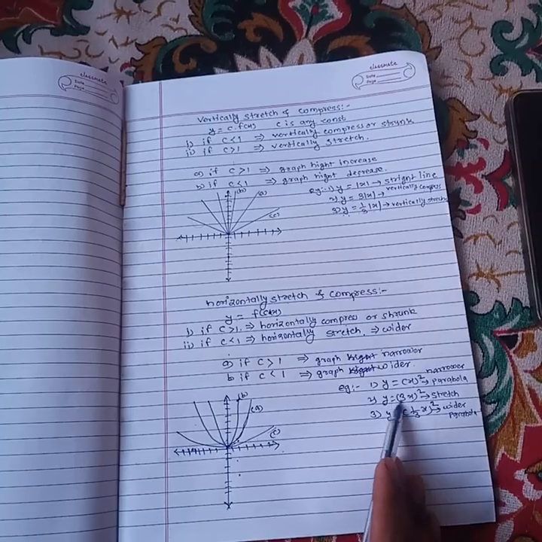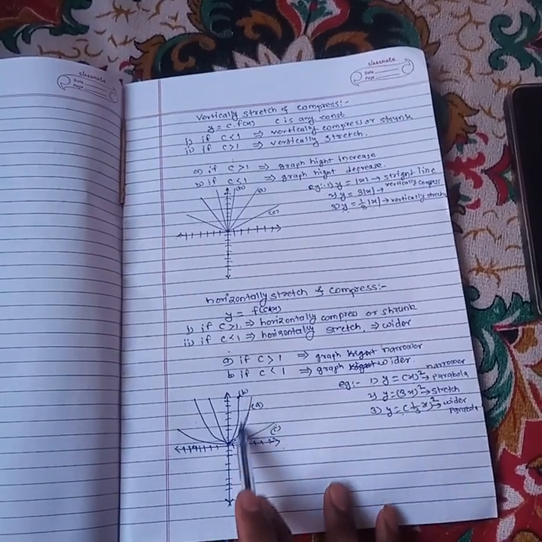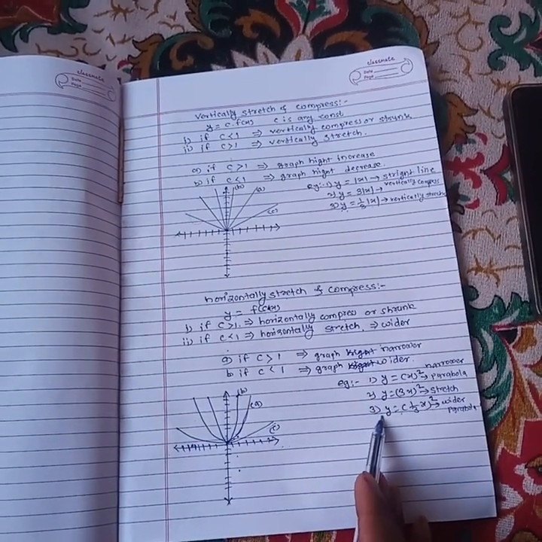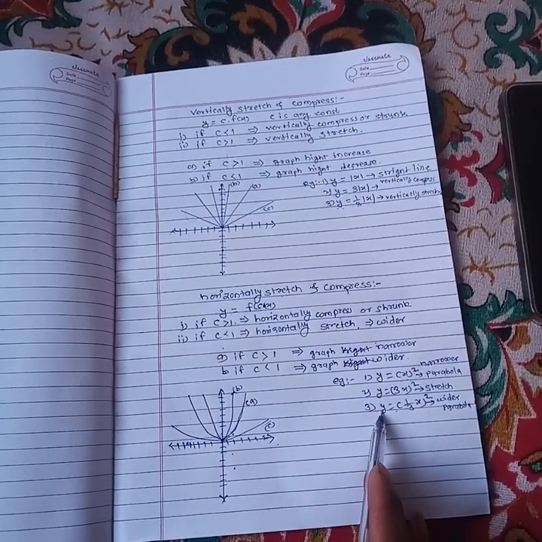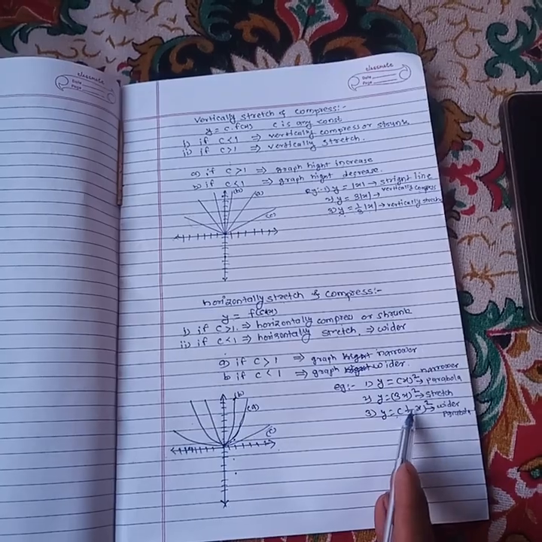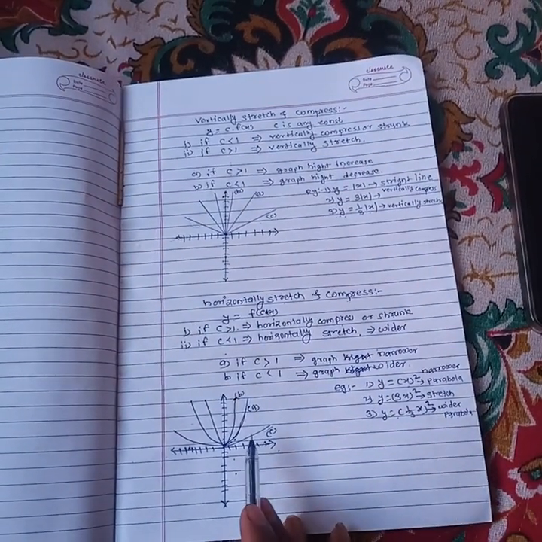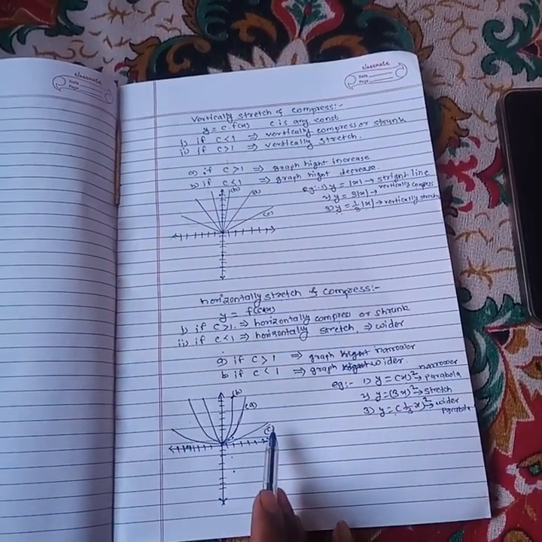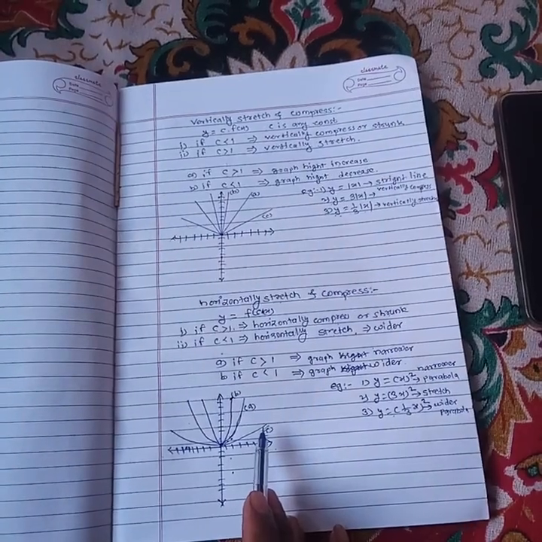Second equation 3x squared, this B equation. And this C is equal to 1/3 times x squared. It is a wider parabola, means that graph goes wider.